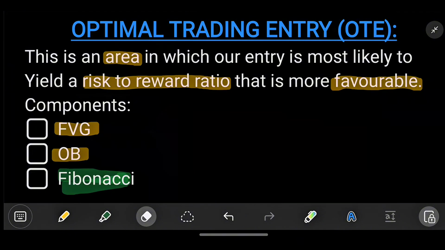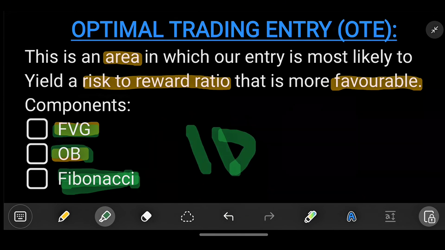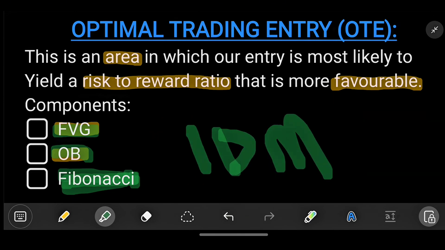So the Fibonacci isn't what we're going to use on its own, but rather we will use it as one of the reasons to actually consider a particular area. Okay, so we're going to use the Fibonacci, the order blocks, and the fair value gaps, and also the one that we spoke earlier about, which is the inducement, or you will see me representing it as IDM on the charts sometimes.